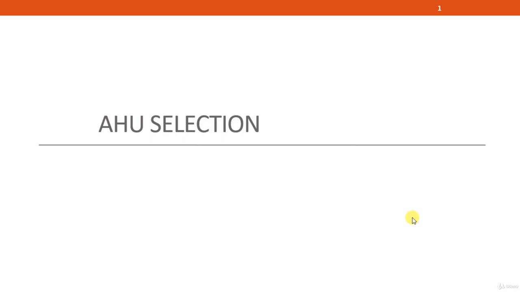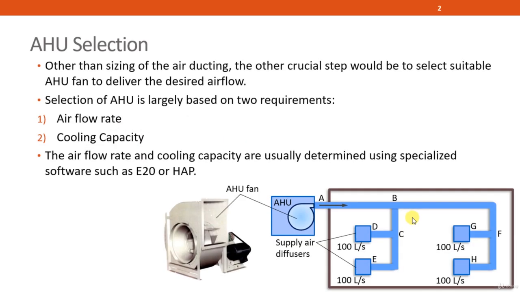In this video, I'm going to talk about AHU selection and the important considerations during the selection process. As we know, inside an AHU, there are two critical components. One component is the cooling coil, and the second component is the supply air fan. Both of these components we will have to size. But of course, most manufacturers will have a combination of cooling coil and AHU fan.